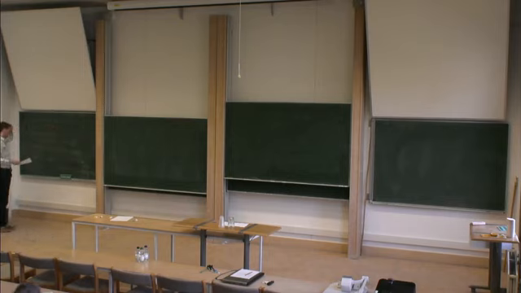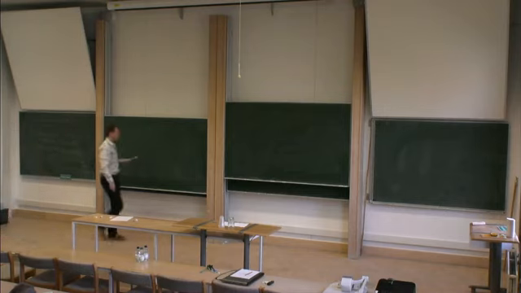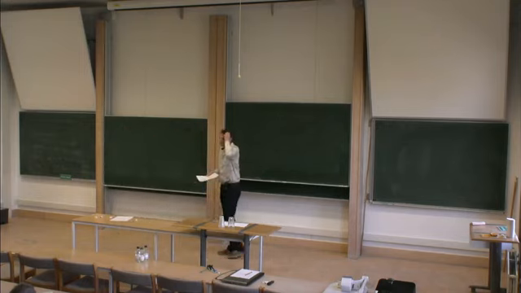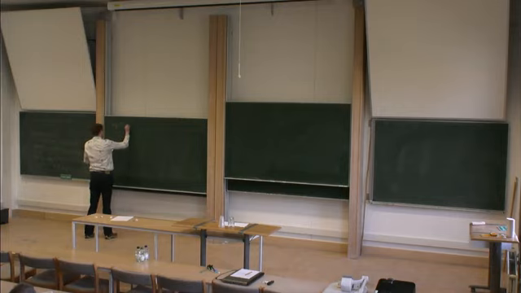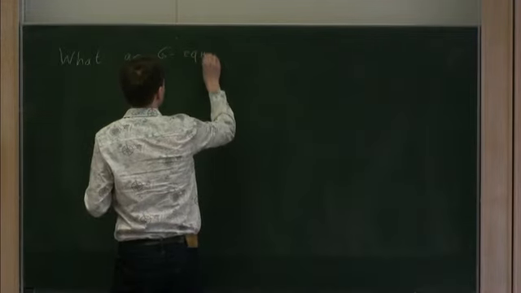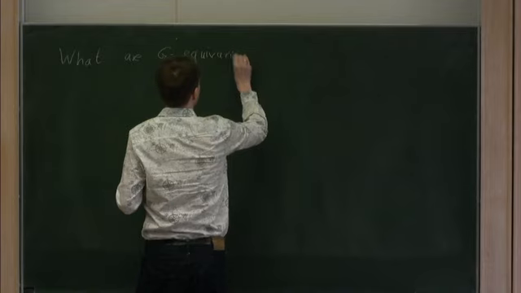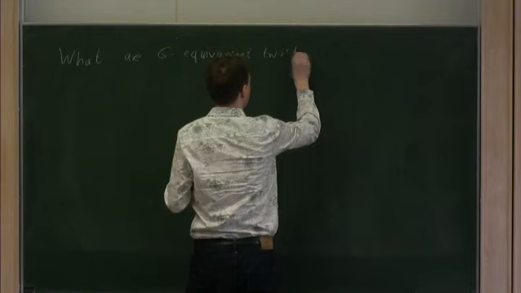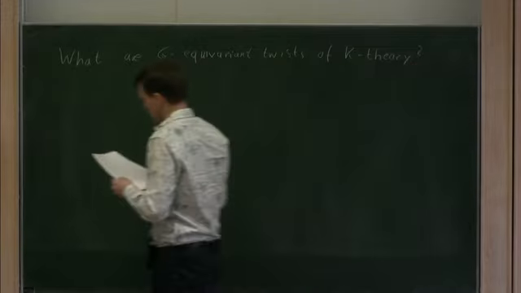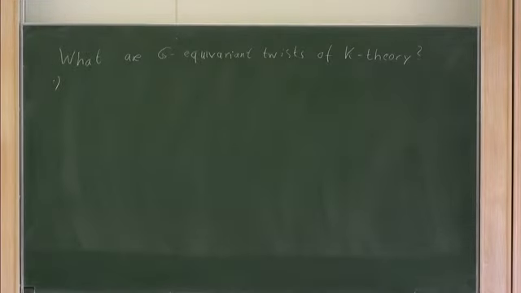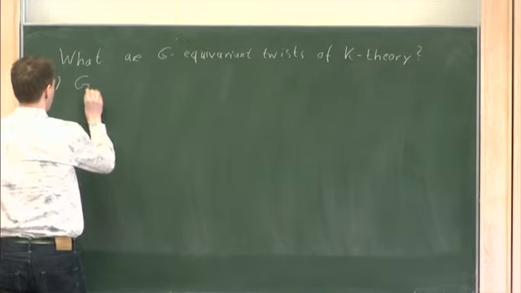One of the benefits that you could get from this explicit description as locally trivial bundles is that, I mean, it's hard to define what you mean by equivariant twists in general. For these H3 twists, it's easy because there is a definition of equivariant H3. So what are G-equivariant twists of K-theory? For the twists that are classified by third cohomology, you have nice models for those.